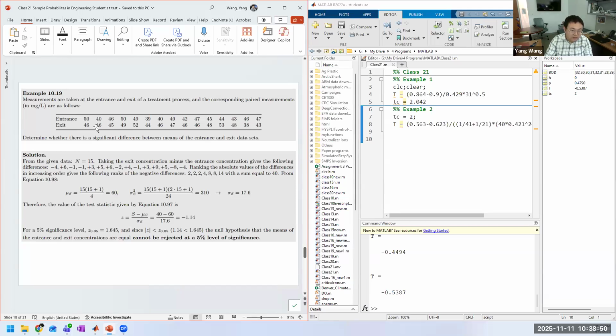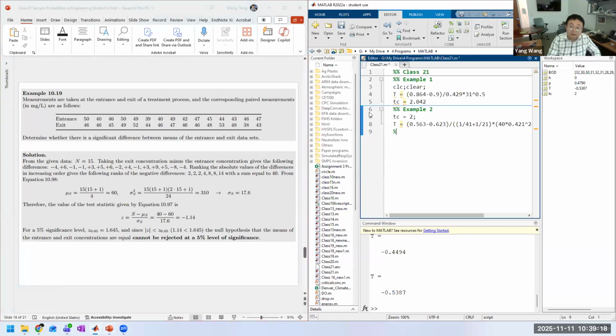You can see sometimes you see a lower value at the exit, right? Sometimes you see a higher value at the exit. So how confident are we to say that the treatment process is effective or not effective? Determine whether there's a significant difference between the means of the entrance and exit data sets. Okay, so this is our example 3.